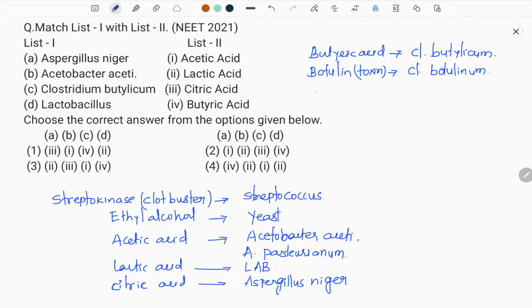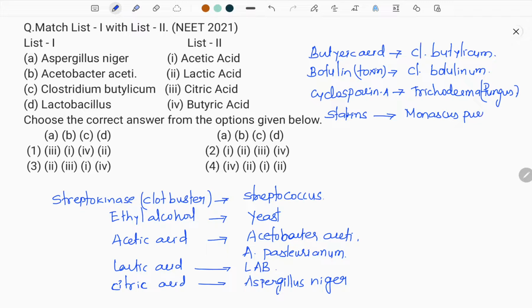And cyclosporin A. Cyclosporin A is obtained from Trichoderma. Trichoderma is not bacteria, but I am adding here Trichoderma polysporum. It is a fungus of Deuteromycetes members. And statins. Statins are the cholesterol lowering agents acting as competitive inhibitors. The statins are obtained from Monascus purpureus. Monascus purpureus is again a kind of yeast that belongs to Ascomycetes members.